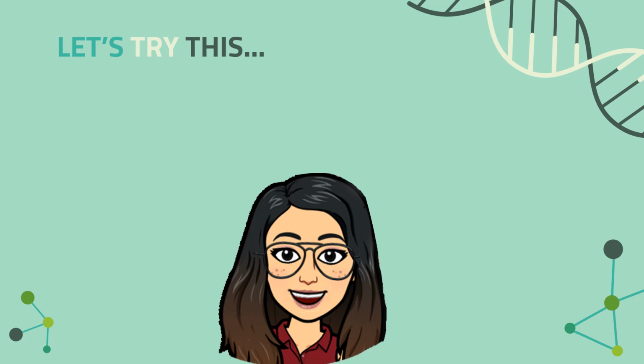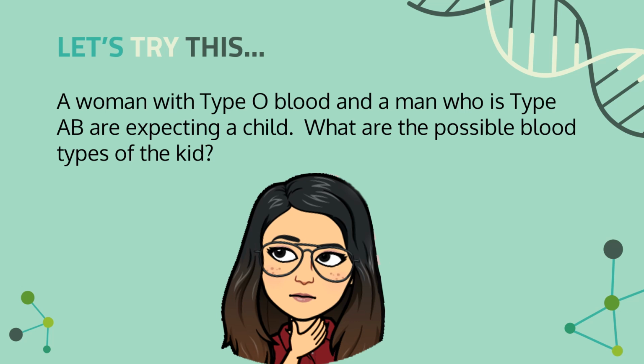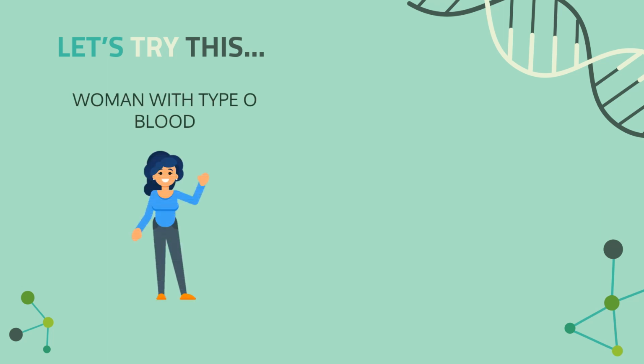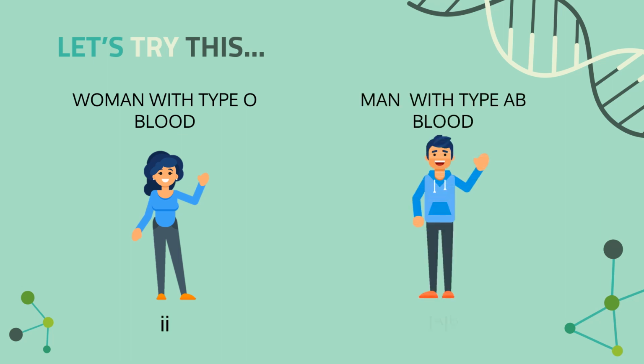Let's have another example, but this time it will be blood type. A woman with blood type O and a man with type AB blood are expecting a child. What are the possible blood types of the kid? In solving this problem, first, identify the genotypes of the given phenotype. The genotype for type O is lowercase i, lowercase i, while for type AB is uppercase I^A, uppercase I^B.